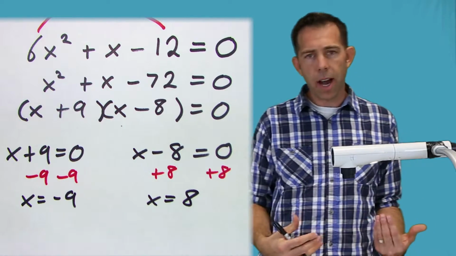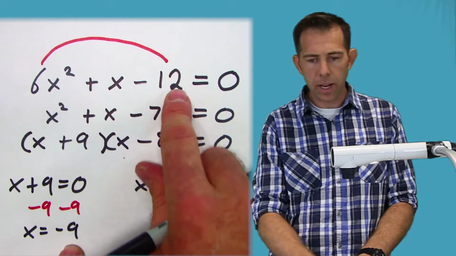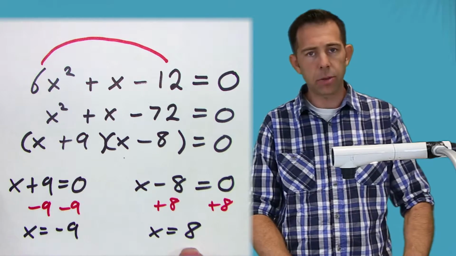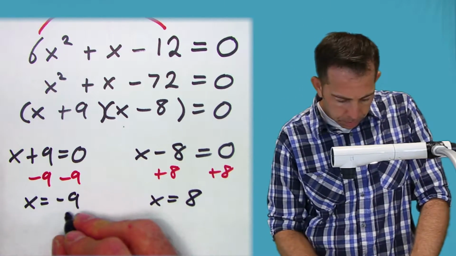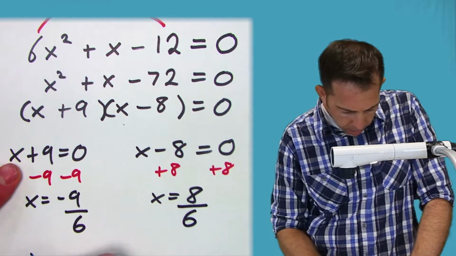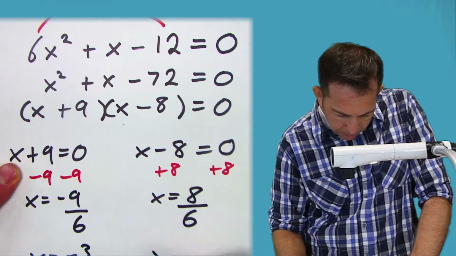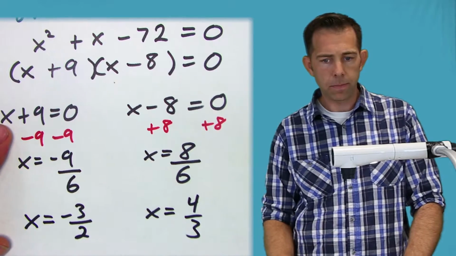Okay, but our answers are not negative 9 and 8. Remember, we took the leading coefficient of 6 and we put it into the negative 12, and so these are our answers without that leading coefficient. So essentially all we need to do is put our leading coefficient back and then reduce. So x equals negative 3 halves, or x equals 4/3.